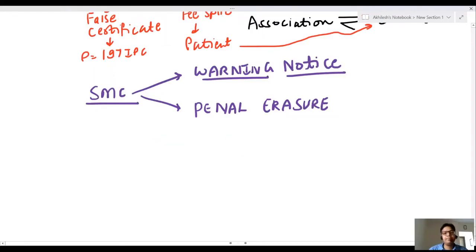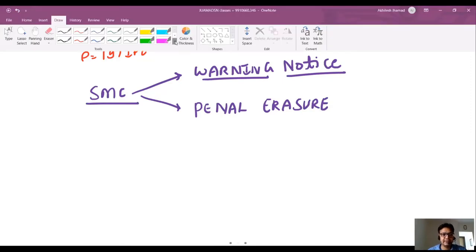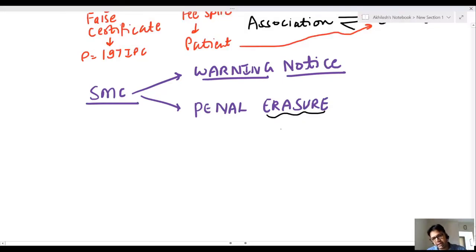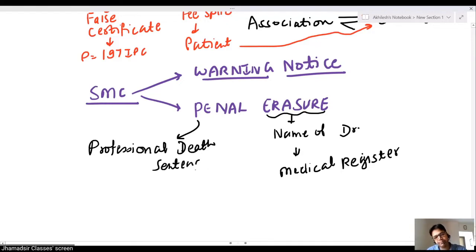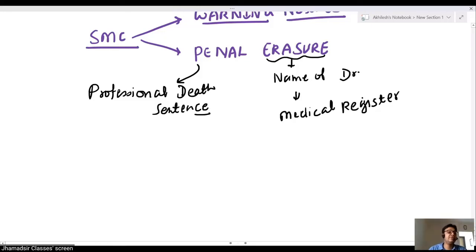This is known as penal erasure. What is penal erasure? Penal erasure is erasure of the name of a doctor from the medical register. From the medical register, the State Medical Council will erase the name. Means medical registration is cancelled. And Doctor, this is also known as professional death sentence. Now, the doctor won't be able to practice, maybe for a few days, a few weeks, a few months, a few years, or maybe lifelong. This is known as penal erasure.